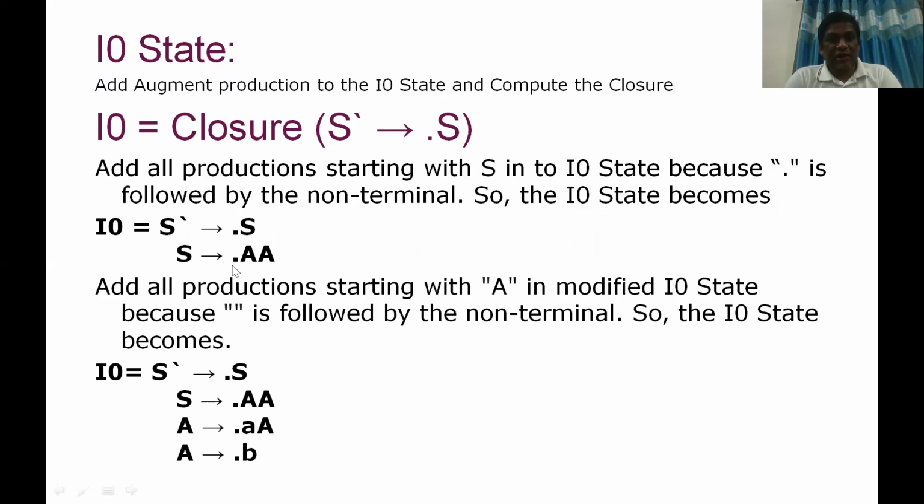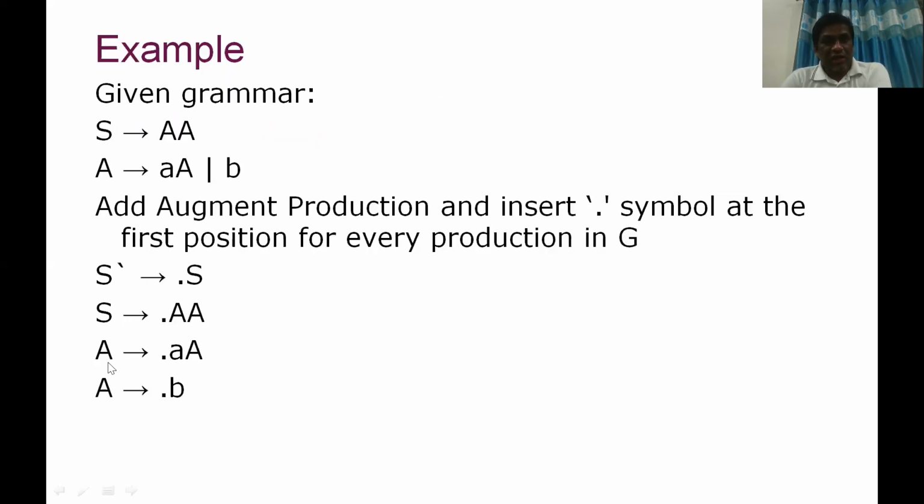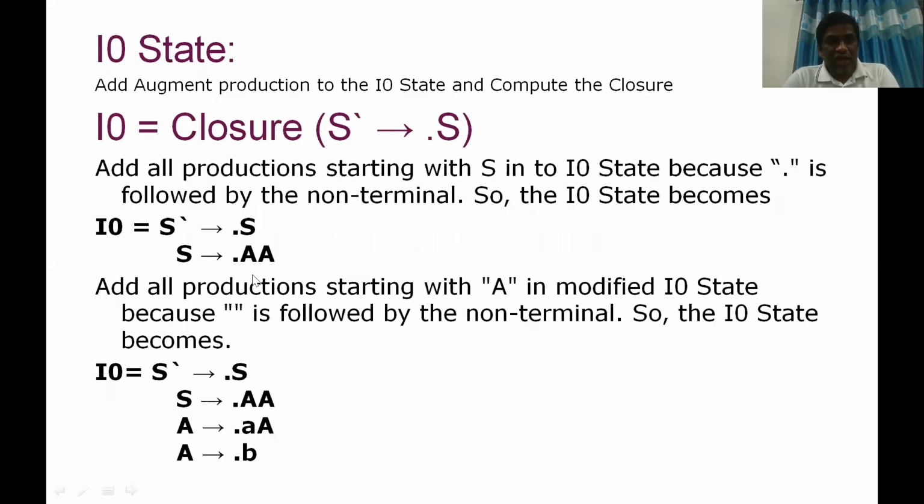It is added. Now again, you need to see, is there a variable after dot? Yes, we have capital A here, dot followed by capital A. So again, repeat the same step. Add all the productions of capital A into I0. What are the productions of capital A? A implies dot a A and A implies dot B. So we add those 2 productions also.